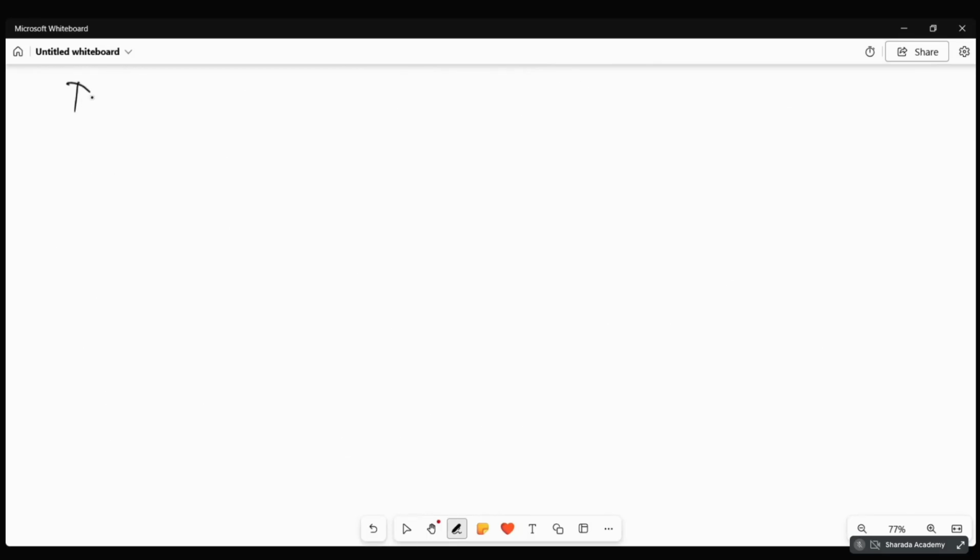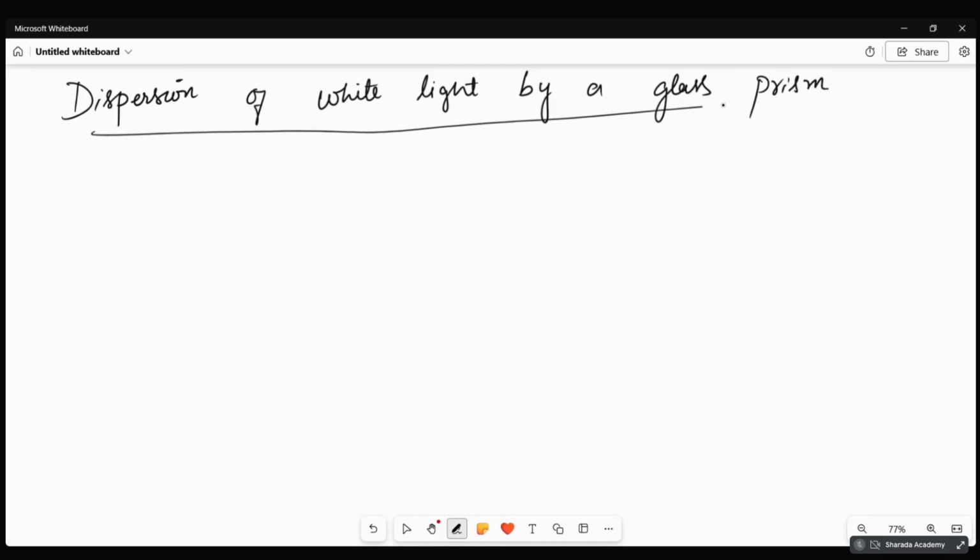Okay, write about dispersion of white light. Dispersion. Okay, don't discuss that. Now we'll study dispersion of white light by a glass prism.